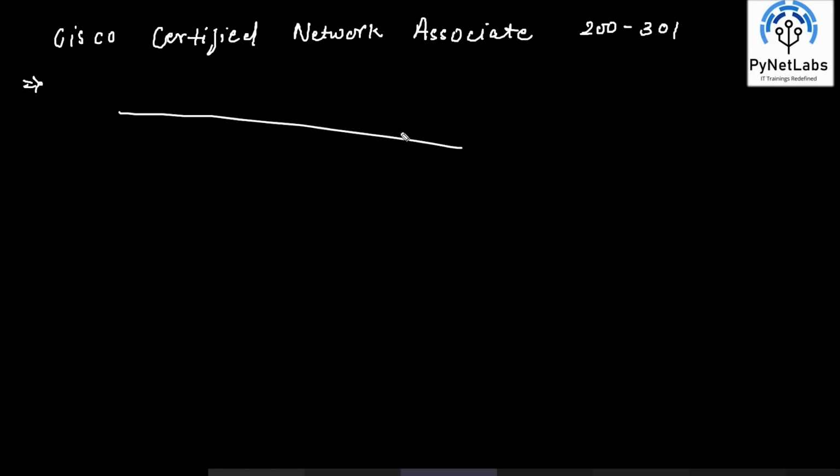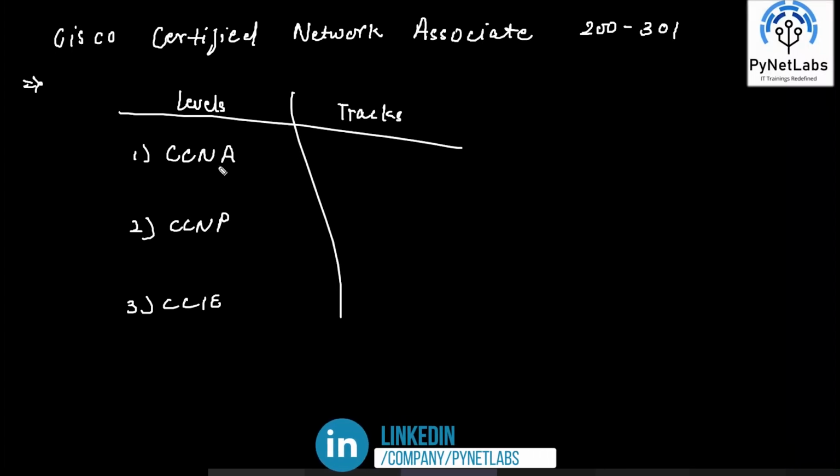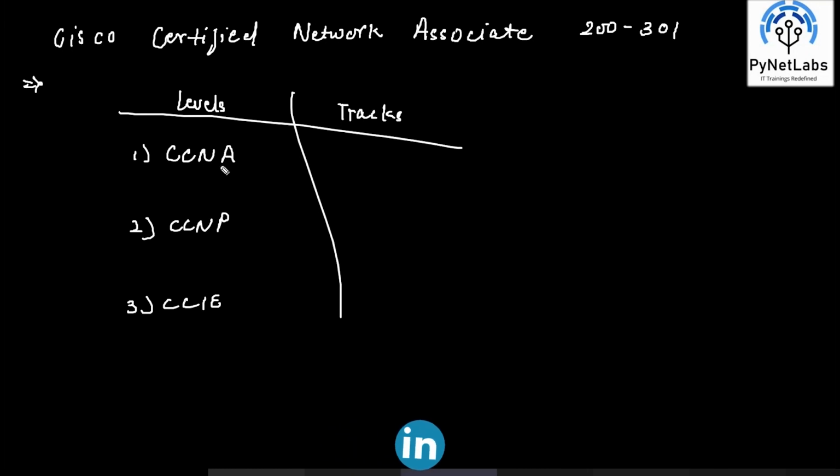So basically, there are 3 levels for certifications, and with these levels, there come some tracks. So the very first and basic level is CCNA. After that, you can pursue your CCNP. Then the expert level is CCIE. CCNA stands for Cisco Certified Network Associate. CCNP stands for Cisco Certified Network Professional. And CCIE is Cisco Certified Internetwork Expert.